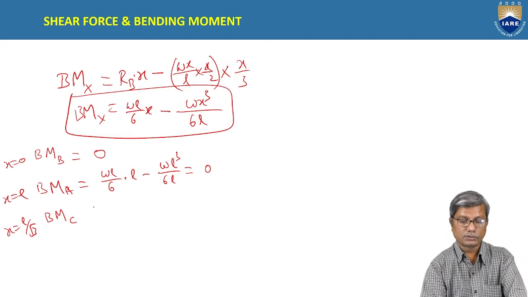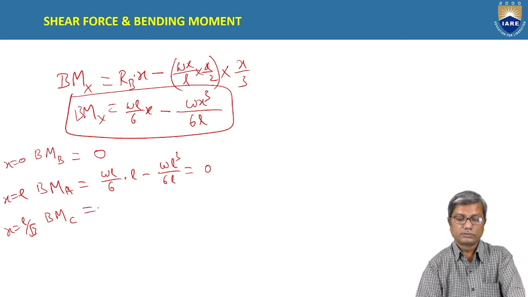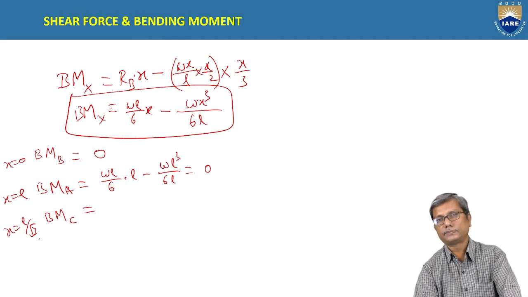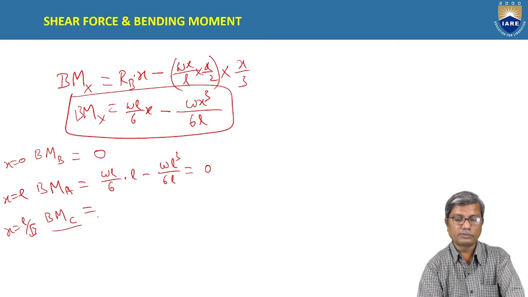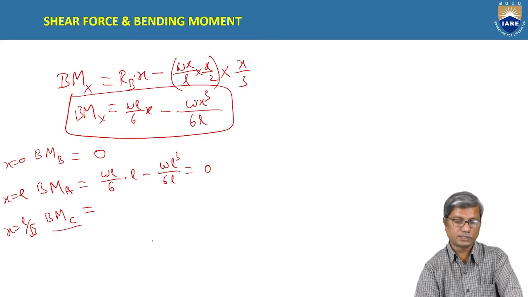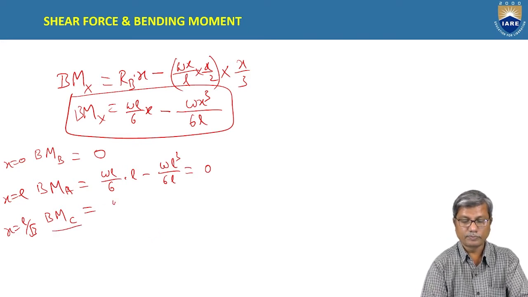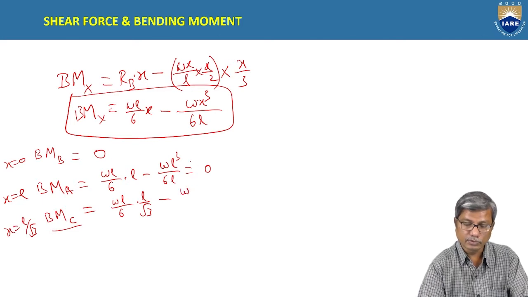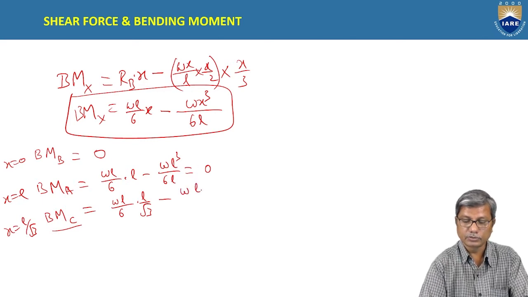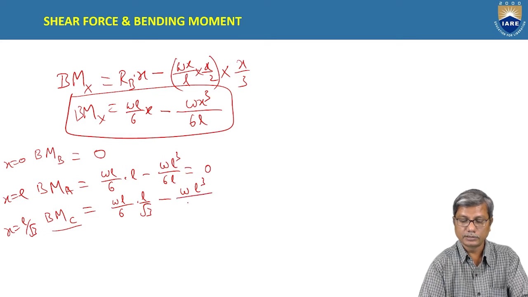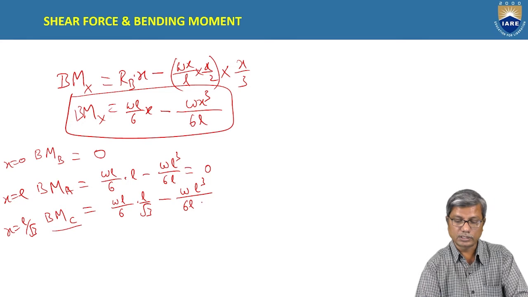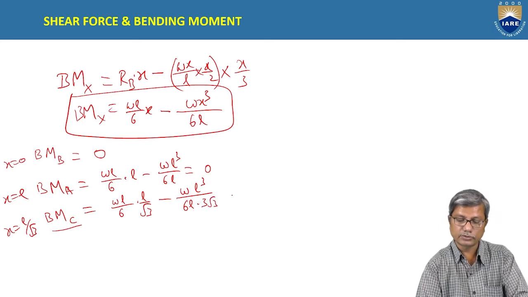where the shear force changes sign, will be the maximum bending moment. So you replace x by L by root 3 minus W x cube here. So WL cube by 6L into cube of root 3. That is 3 root 3 actually.